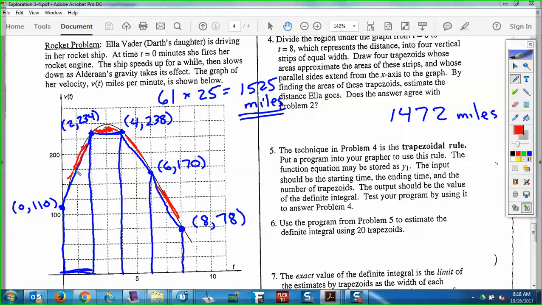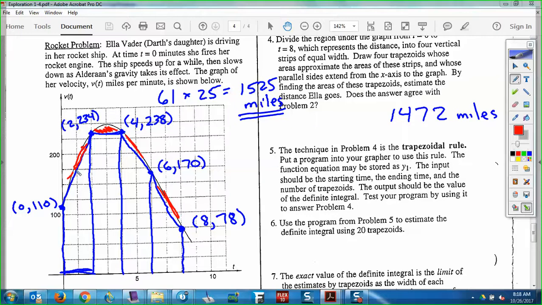And then, of course, counting those squares is iffy anyway, right? I mean, who knows how accurate that was. But it makes sense that this would be a little less, maybe, okay? Because we're missing some areas. So, all right, let's move on.